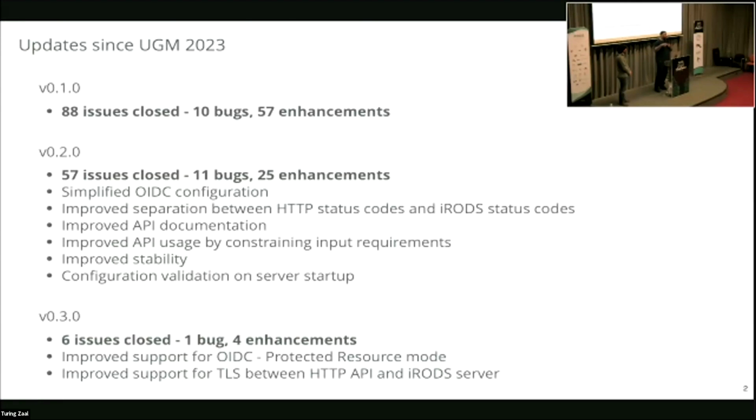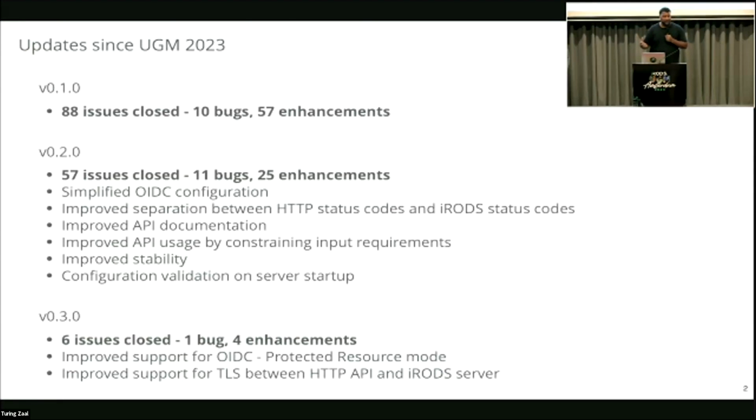Last year, we pretty much just introduced the HTTP API. We did not have a release, but since then, we've now put out 3 releases, those being 0.1.0, 0.2.0, and 0.3.0. 0.1.0 was pretty much just the baseline release. This was just like, let's get it out there. Let's see what happens. Let's put it in people's hands and see what they say.